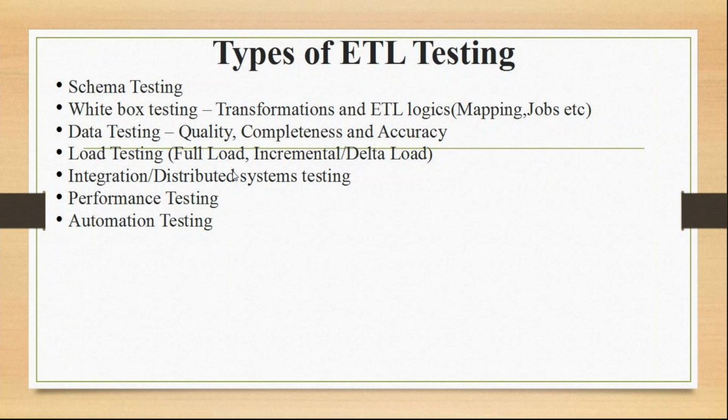Now, integration or distributed systems. There are multiple source systems, or multiple targets. One data warehouse is again split into multiple data marts. So how do you validate, or how do you do that integration testing? We will do that here. The other thing is performance testing, as I said earlier. And then last but not least, automation testing. This will be more on how you validate the data from source to target, so more of data testing.